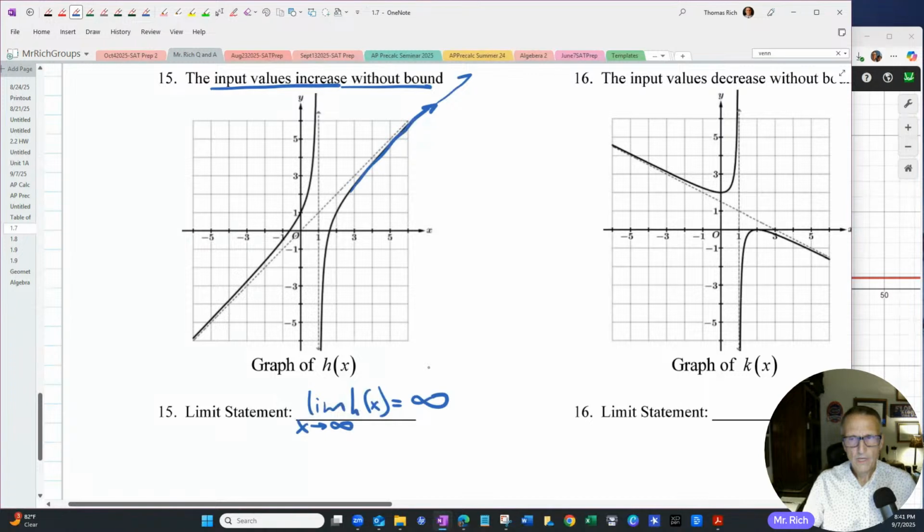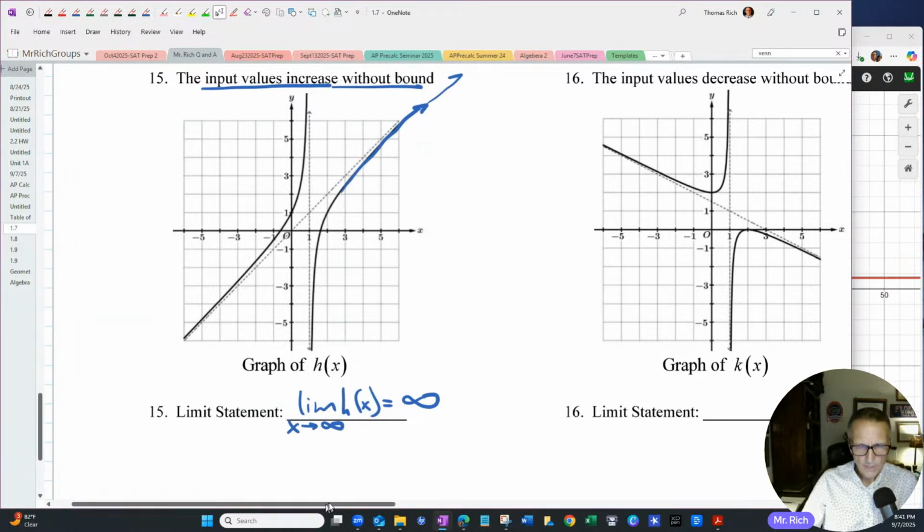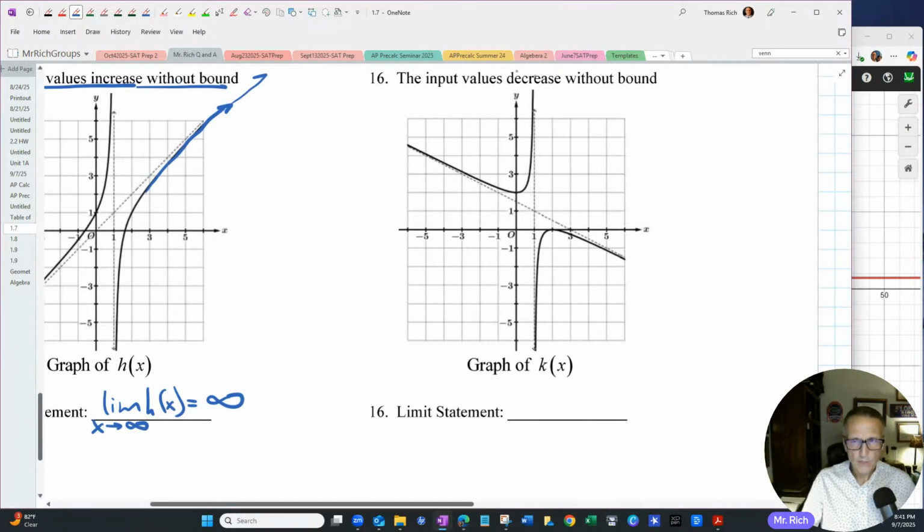All right. Over here on number 16, this statement says that the input values would decrease without bound. Well, that means the x's are decreasing, meaning they're going to the left. They're approaching negative infinity. That statement would be the limit of our function k of x as x is going to negative infinity. And following along here, what's happening as x goes out towards negative infinity, those y's are climbing and they are approaching infinity. That's what that looks like right there.